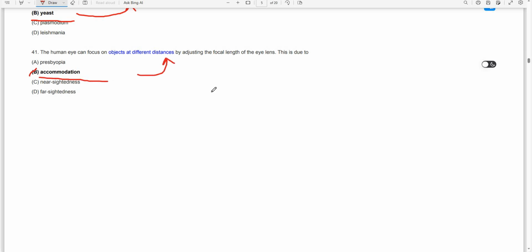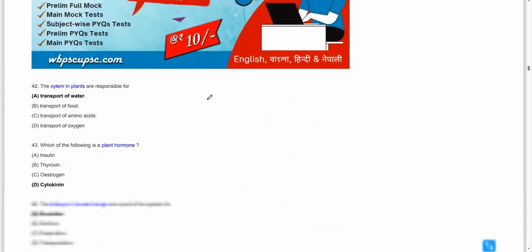So by accommodation, the human eye can focus on objects at different distances by adjusting the focal length of the eye lens. Fine. Moving on to the next question.